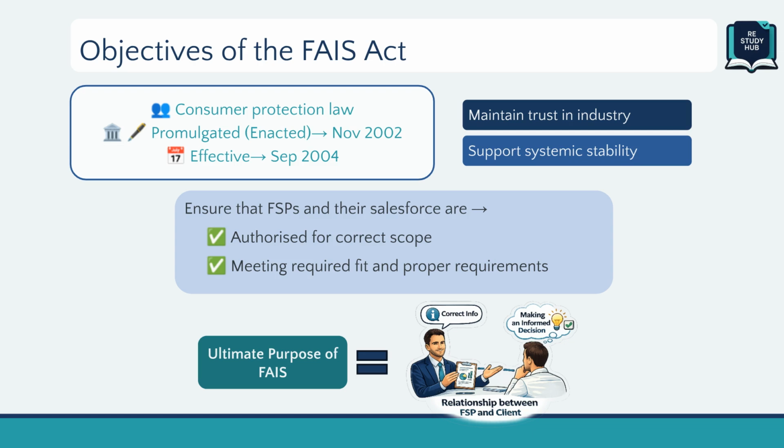In practical terms, these objectives are achieved by ensuring that financial services providers and their sales force are authorized for the correct scope of business and that they meet the required legal standards. These legal standards are known as the fit and proper requirements. The ultimate purpose of these requirements is to ensure that clients receive correct and appropriate information so that they can make informed and sound buying decisions. This is the core purpose of any consumer protection law.